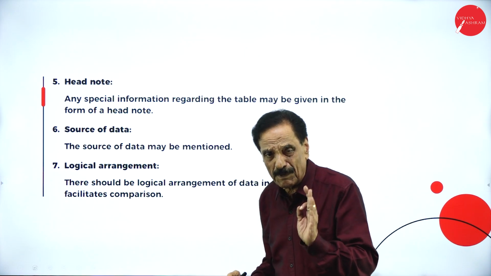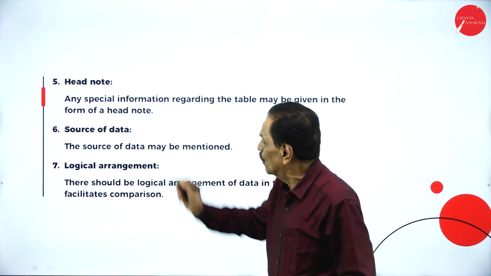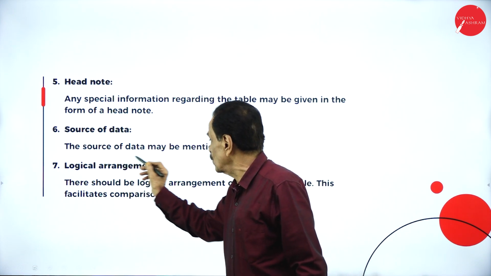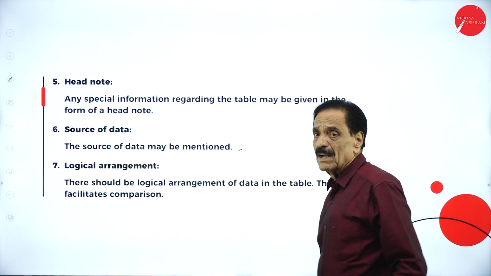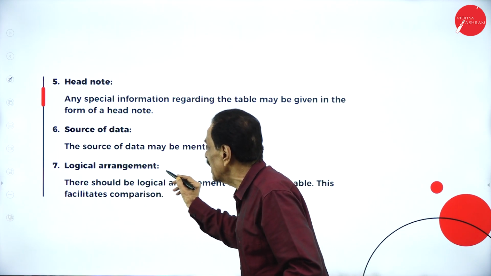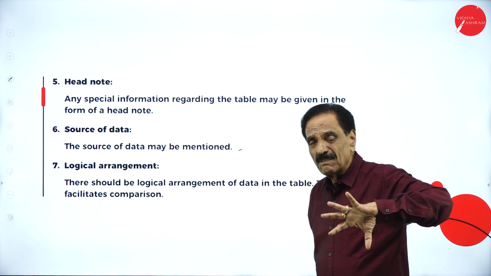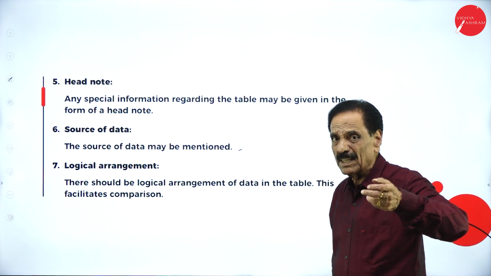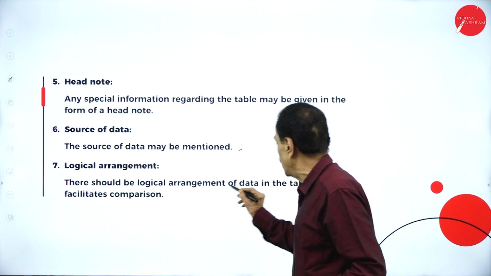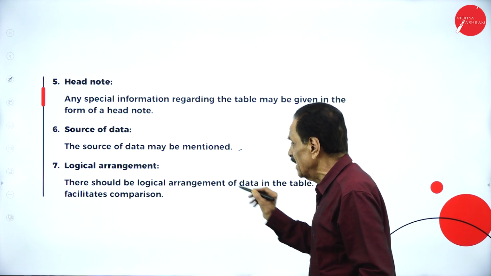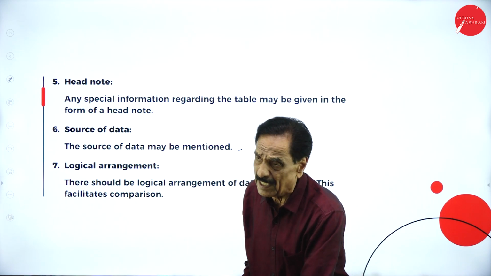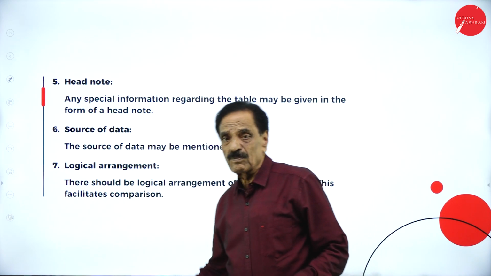Any special information if you want, we can give in the head note. Source of data. How you get this data? The source of data may be mentioned. Last one, logical arrangement. How we have arranged the data in such a way that students should get the answer. There should be logical arrangement of data in the table, for comparison. So this will ask for 5 marks.